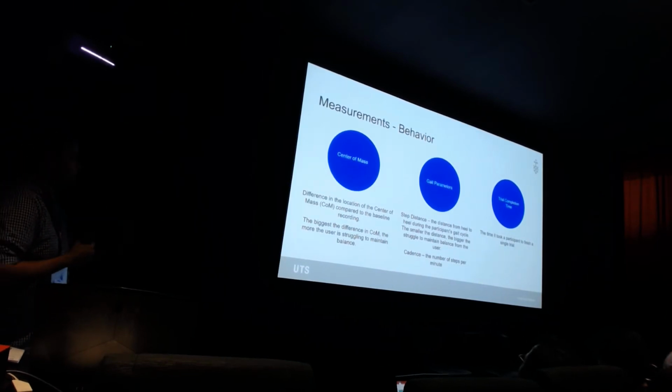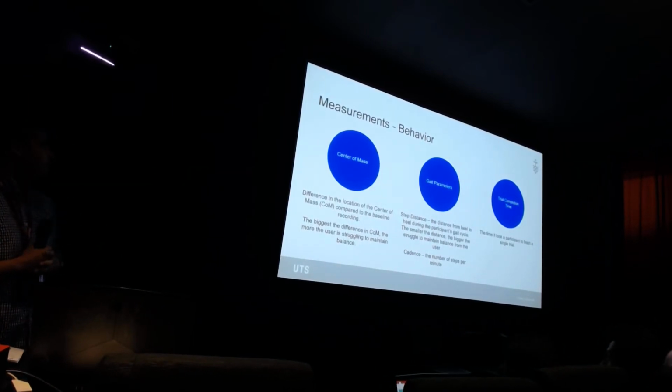We also calculated the gait parameters, such as stepping distance. If the stepping distance is shorter, it means the participant is struggling to maintain the center of mass in place. So that gave us a lot of information. We also calculated the cadence, which is the number of steps per minute, and the time it took them to complete a trial.